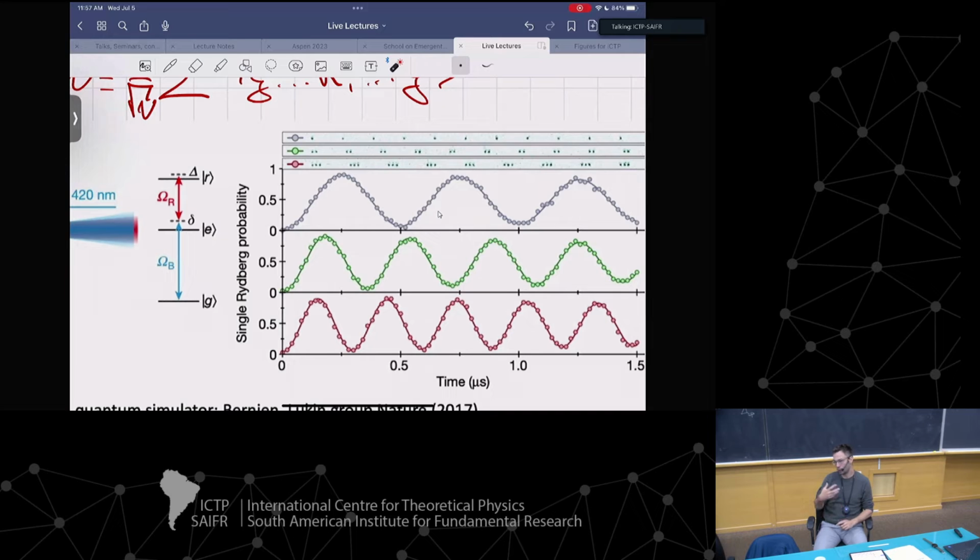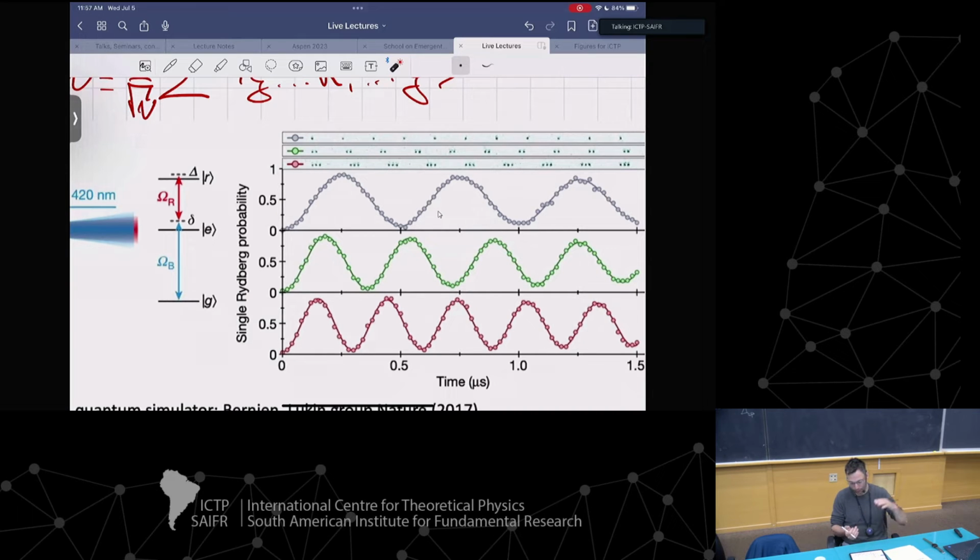But actually on the other hand, what also people find, it might seem interesting to go to the largest possible blockade radius, but if you do that, it actually gets super boring because everything just becomes a 1, 2 level system. So you actually don't necessarily want to be in that regime. Great question.